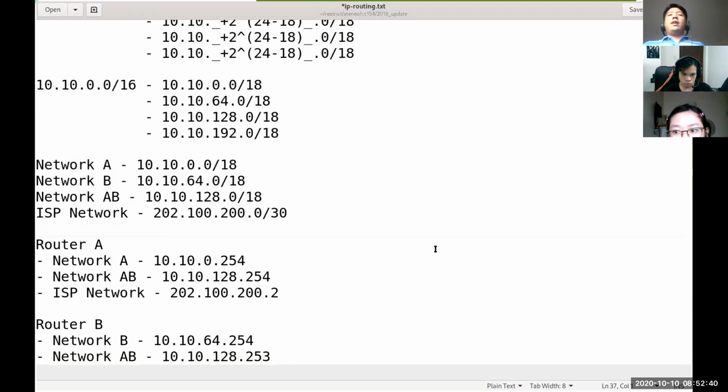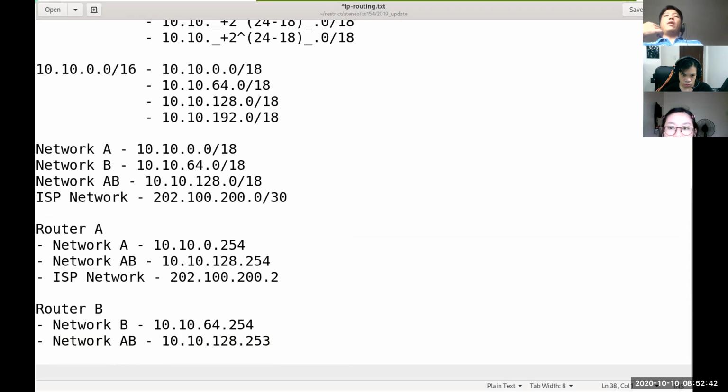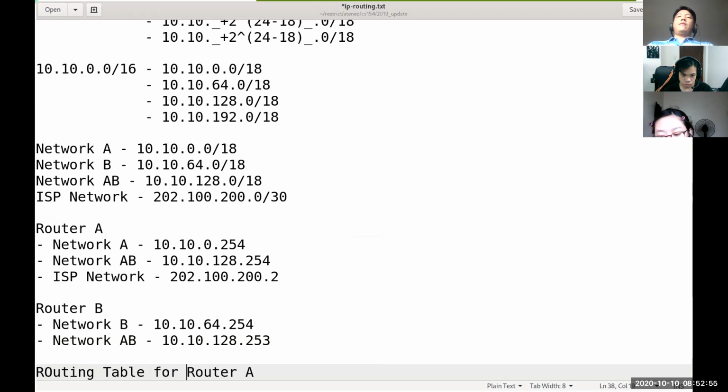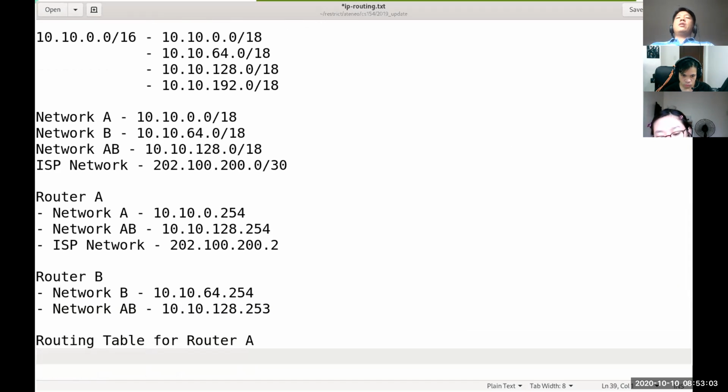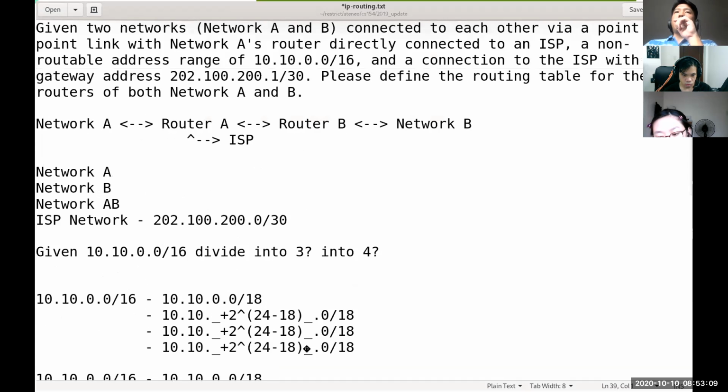Right. So after this step, I now have all my interfaces and all my routers have IP addresses. Now I can actually configure a routing table. So let's create a routing table for router A and a routing table for router B. So I need to define all destination networks. So what are my destination networks for router A? Router A can go to network A, network B, and the default route, which is the ISP.